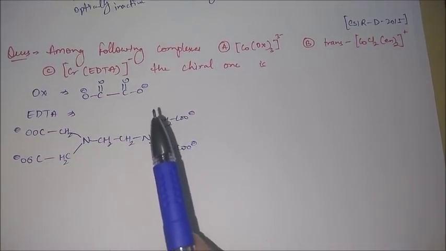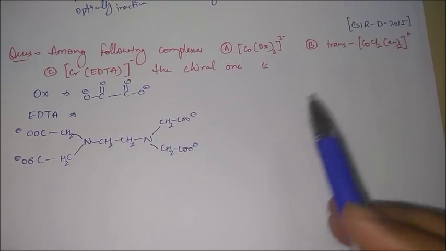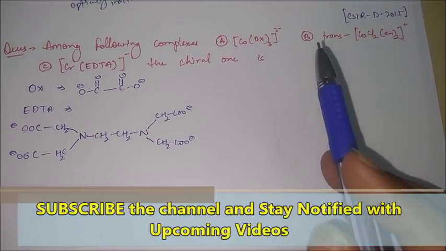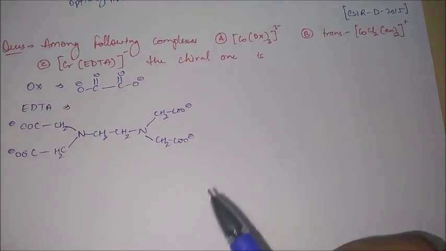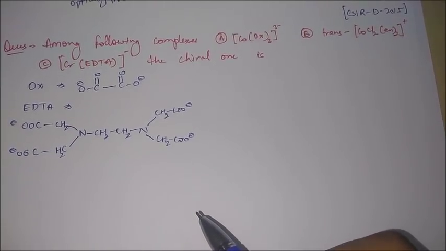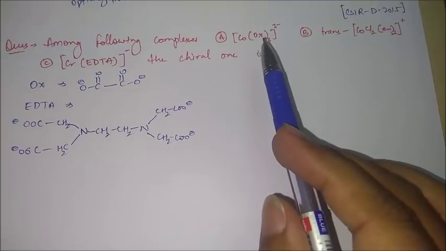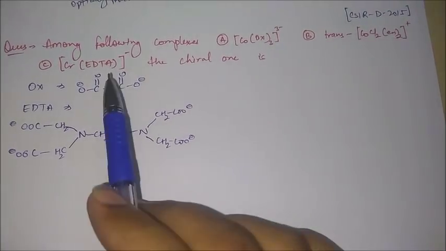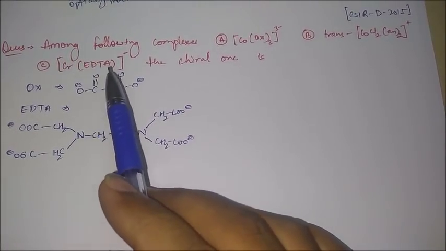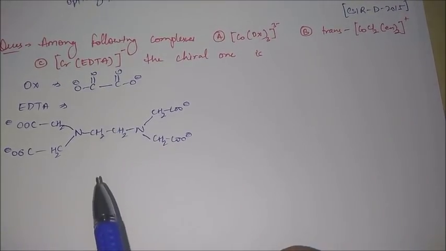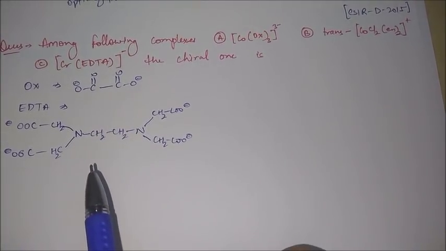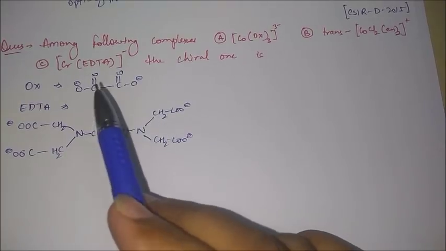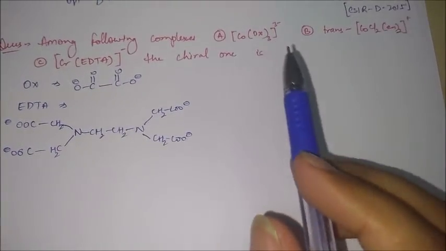Alright, so let's talk about this problem from the CSIR December 2015 exam, asked for 4 marks. The question says, among the following complexes, you are given complexes 1, 2 and 3, and it asks which one of them is chiral. We have 3 ligands given. One is oxalate, a bidentate ligand, here you have ethylene diamine, also a bidentate ligand, and then EDTA, ethylene diamine tetraacetate, a hexadentate ligand. They are asking which of them is a chiral complex.